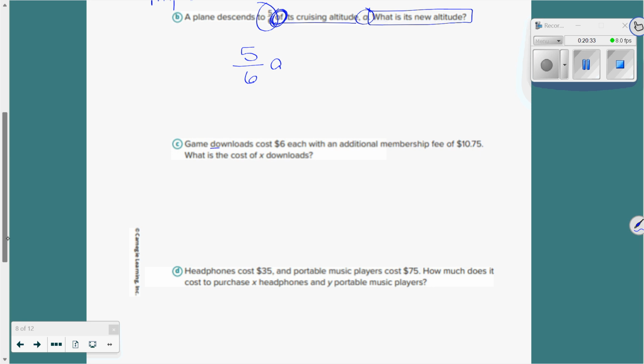All right, now let's call $6 each with an additional membership fee of $10.75. Oh, sorry, 5/6 is your coefficient. So that's what's in front of your variable.